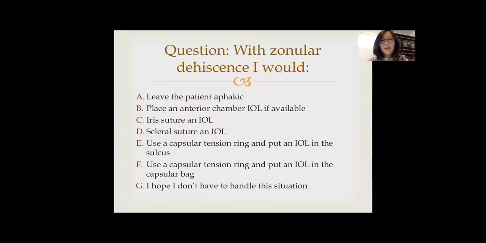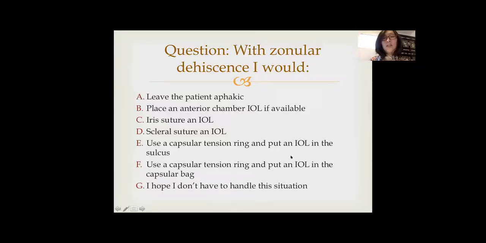Okay. So my question here to all of you is, what do you do in a case with zonular dehiscence? Now we're moving away from problems with the iris and moving to capsular problems. Would you leave the patient aphakic if you get a zonular dehiscence? Place an anterior chamber IOL if you have that available, suture a lens to the iris, suture to the sclera, use the capsular tension ring and then put an IOL in the sulcus or in the capsular bag? Or do we hope that this just doesn't occur and avoid these cases altogether? So we've got a lot of choices here.